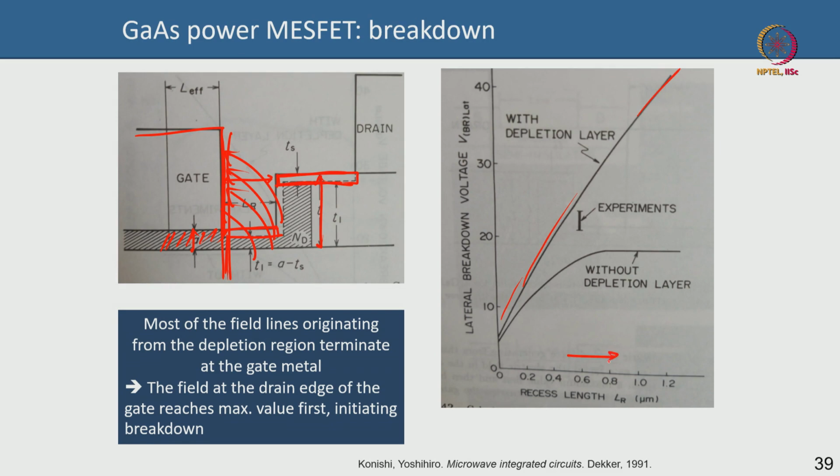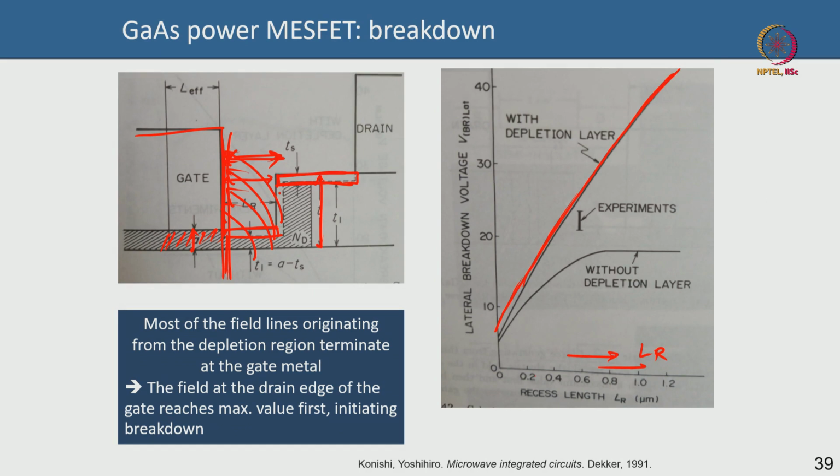This is on the x axis, you have LR, the recess length. If your recess length is this length, the spacing between the gate metal edge and the edge of the recess, if that spacing increases from 0.2, 0.4, 0.6 etc. up to 1.2 micron, your breakdown voltage also keeps increasing. Okay, not exactly linearly, but it keeps increasing provided there is a depletion from the surface.